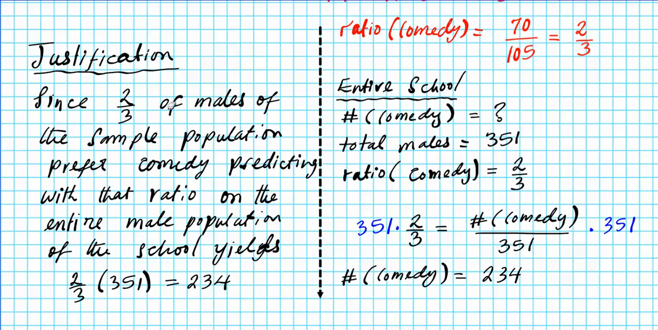So all we are doing is we're just using the ratio that we got from a sample population and making a prediction by applying the same ratio to the entire population of males in the school, and that's what our expected figure should be.